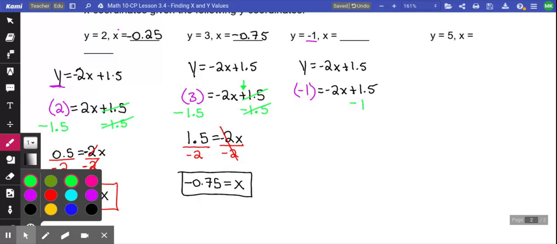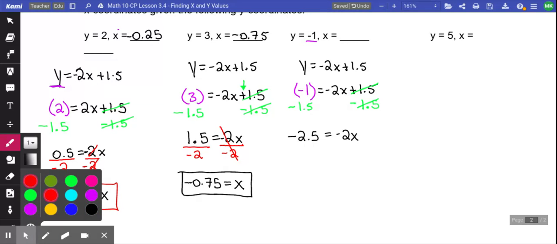This is a plus 1.5. You move things by doing the opposite because it cancels them out. What you do to one side, you do to the other. Negative 1 minus 1.5. Wow, Mr. Kennedy's tired. Negative 1 minus 1.5 would give you negative 2.5. And on the right-hand side, all I'm left with is negative 2x.